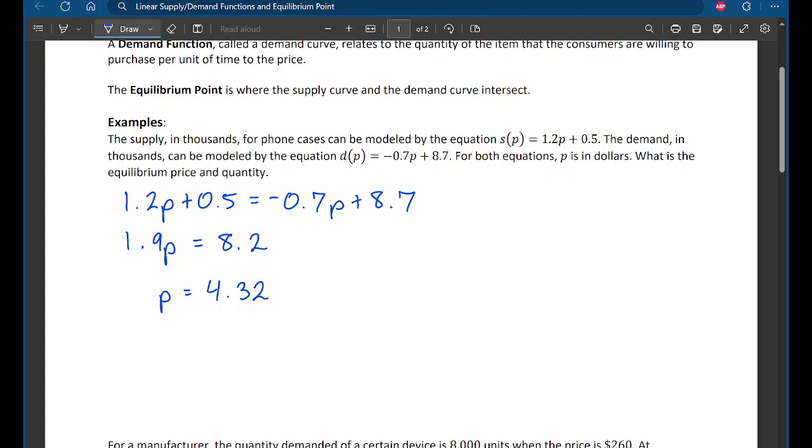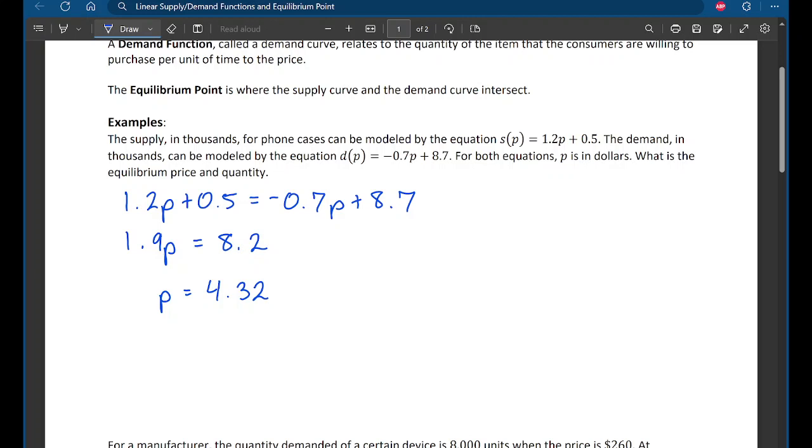Now I round to two decimal places because P is dealing with money, dollars. So money always gets rounded to the nearest penny unless told otherwise. And since I'm not told specifically, I'm going to round to the nearest penny. So $4.32. Now to find the equilibrium quantity, I'm going to plug it back into either my D demand equation or my S supply equation. It doesn't matter, choose the one you think is easiest.